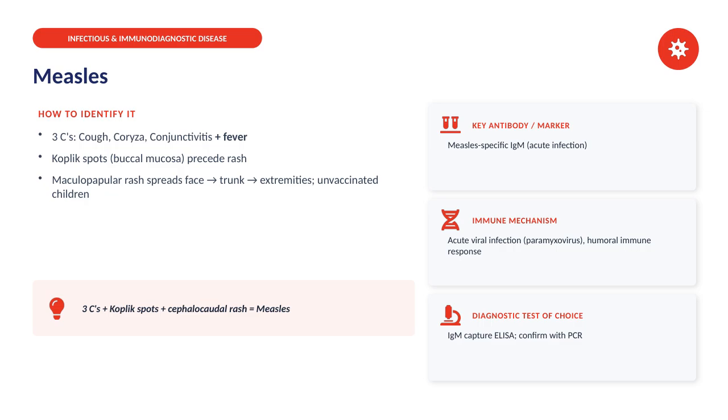The infection is caused by a paramyxovirus, and the immune response is primarily humoral. To confirm diagnosis, the key antibody to test for is measles-specific IgM, indicating an acute infection. The diagnostic test of choice is an IgM capture ELISA, and PCR can be used to confirm the diagnosis.